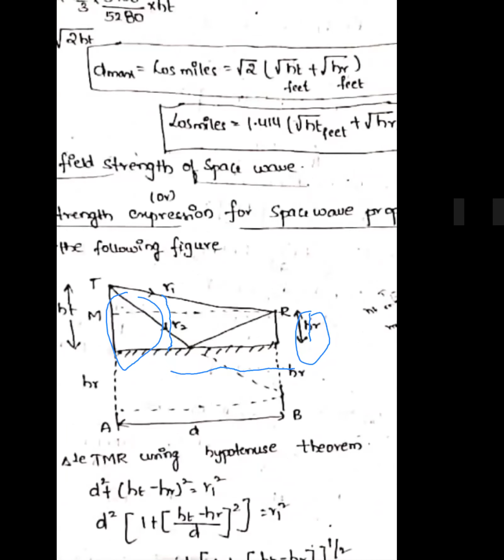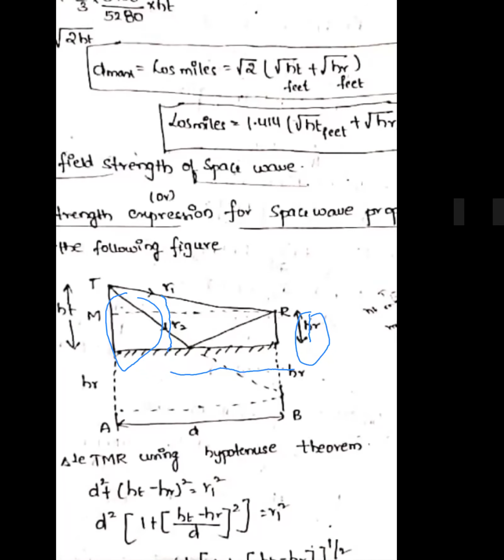Let the direct line from T to R, from transmitter to receiver, be moving. If you can figure out this one, this is direct ray R1, and you can also see there is one indirect ray from transmitter to receiver. This is R2.